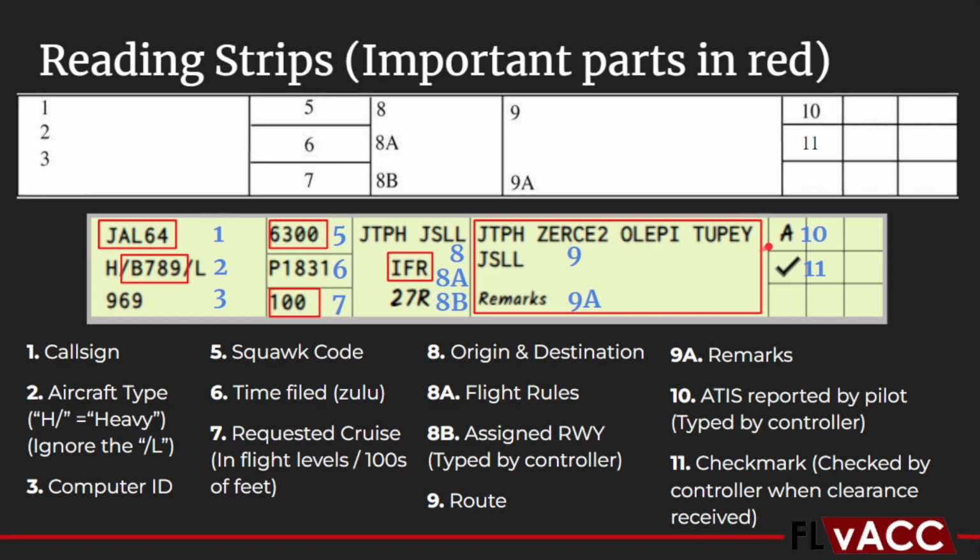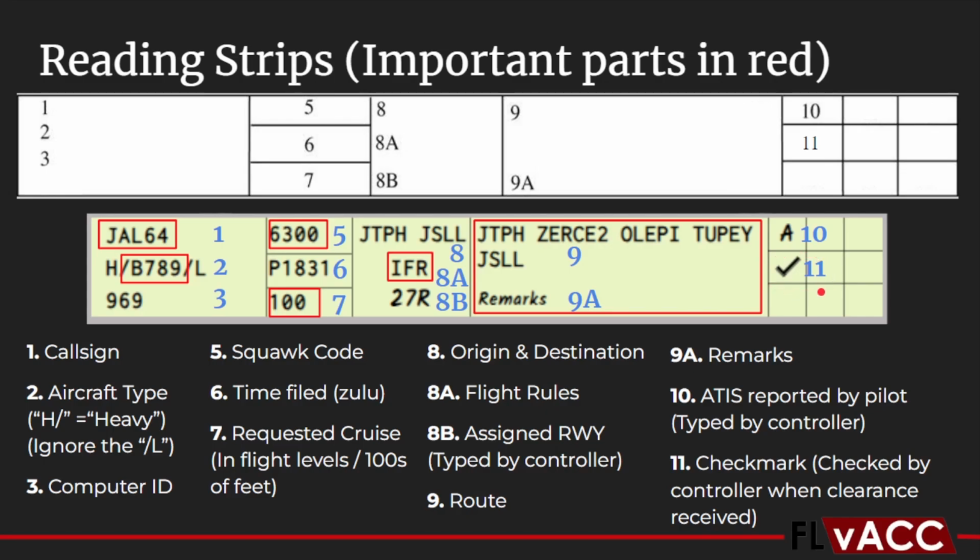Lastly, on the right of the strip is a 3x3 grid. These are used by controllers for various annotations, and in Flightline, we'll use the top left and middle left boxes. The top left box is where the controller would type the ATIS letter reported by the pilot, and the middle left box can be clicked to add a check mark indicating that the aircraft has been given its clearance.